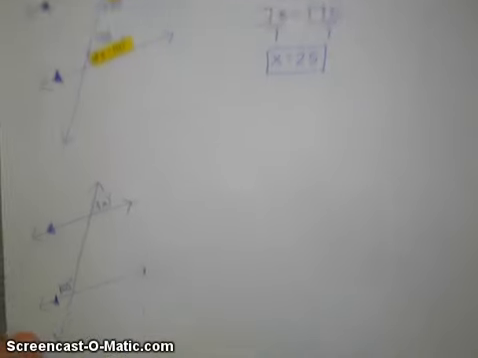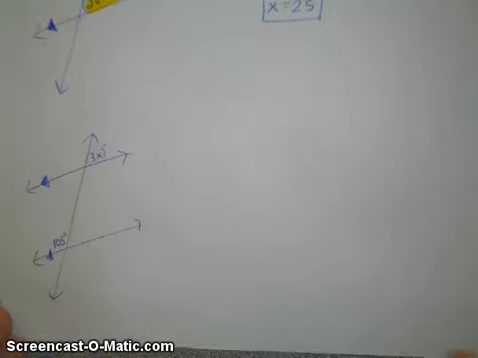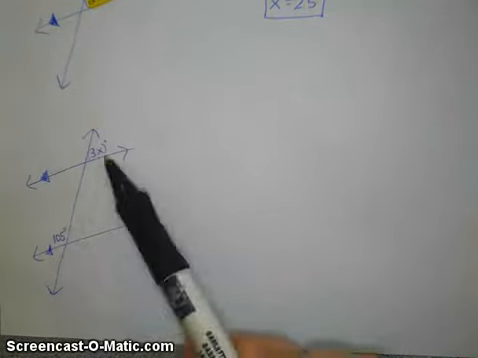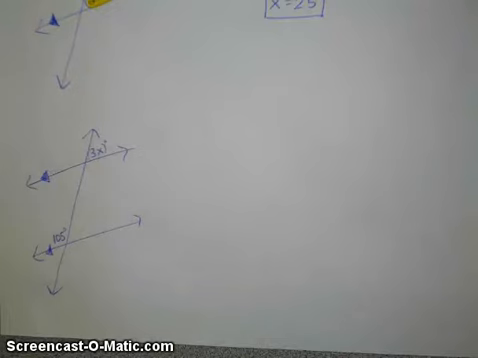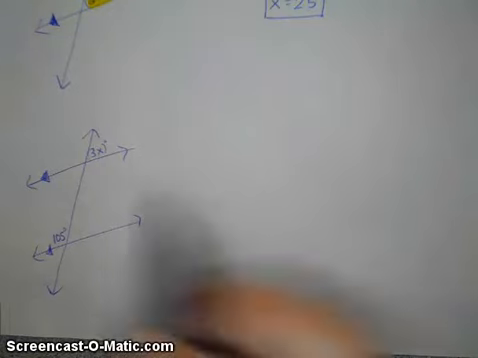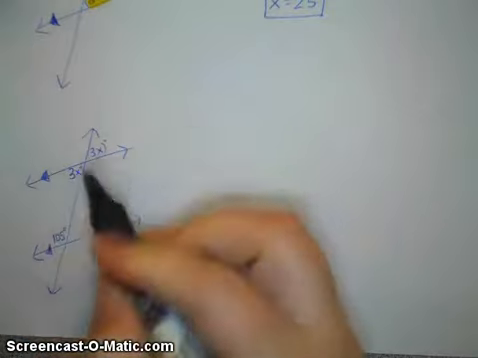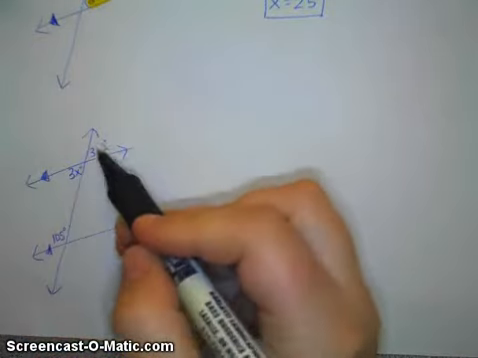Last and final example. I take a look at these, I notice my parallel lines, and I look to see if I can find a relationship between these two angles. Directly, I don't see any. But what else do I know would be 3x? I know that this angle would also be 3x because they're vertical angles.